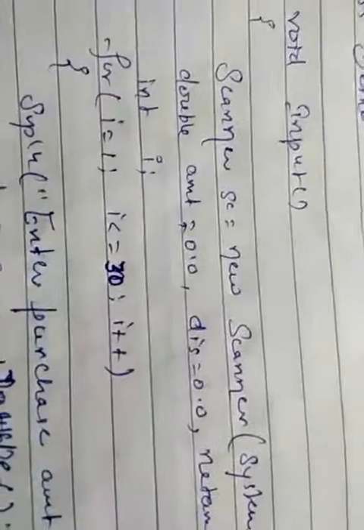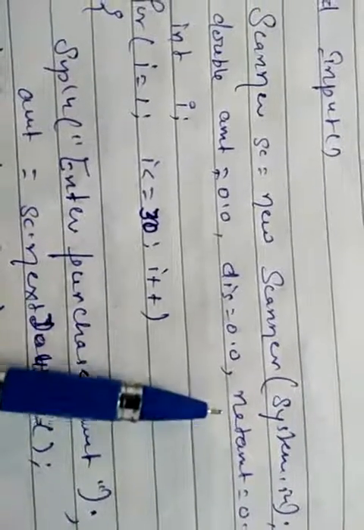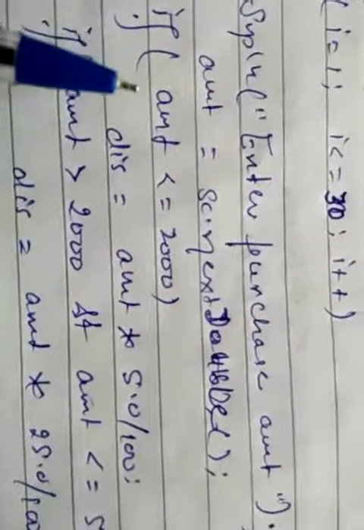So import java.util.* for the Scanner class, demo, void input. We first create the object of class Scanner, s equals new Scanner(System.in). Double amount is for the input amount, discount, and net amount is for after calculating the net amount. Integer i, so the loop starts from 1 till 30. Enter the purchase amount. Now amount equals sc.nextDouble(), because the variable amount is of double type, and there is the first condition.